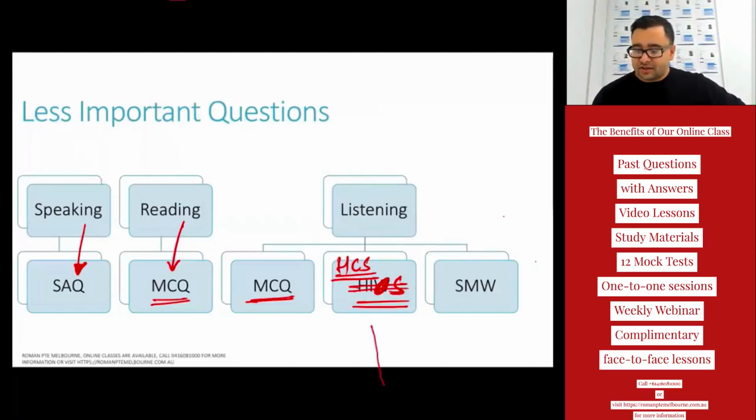Then comes select missing words. Select missing words, again, one right answer, 1 point, so not important. So these are the questions which are less important than others. The rest of the questions, I didn't try to categorize them.